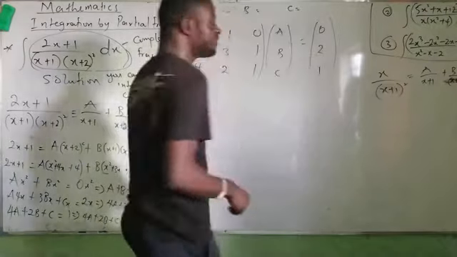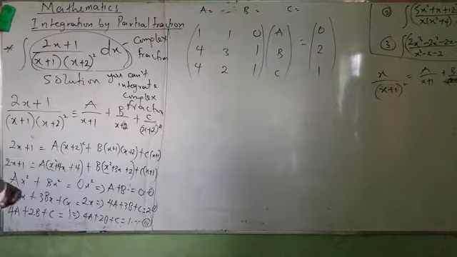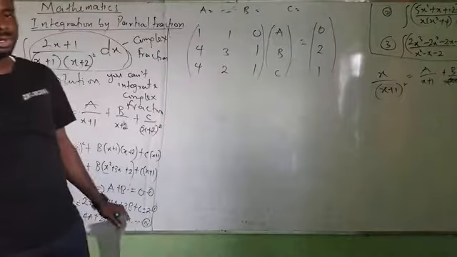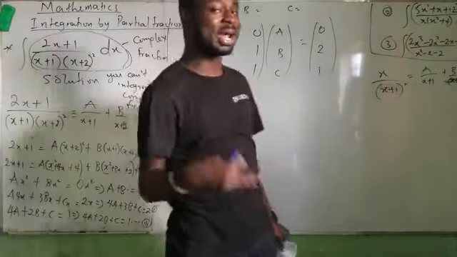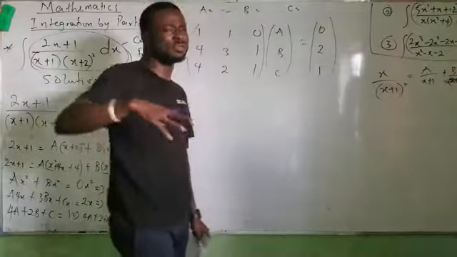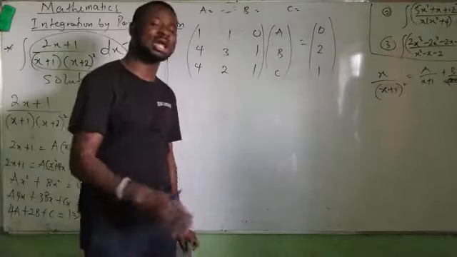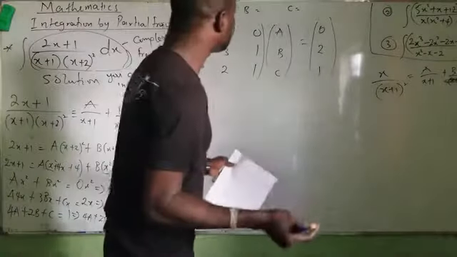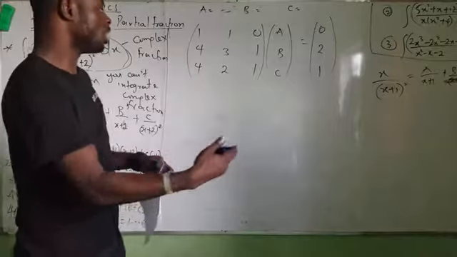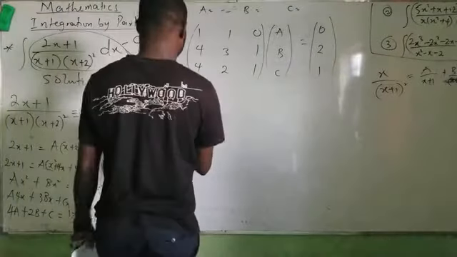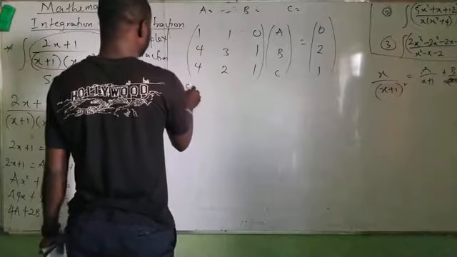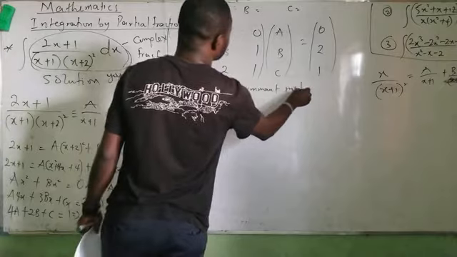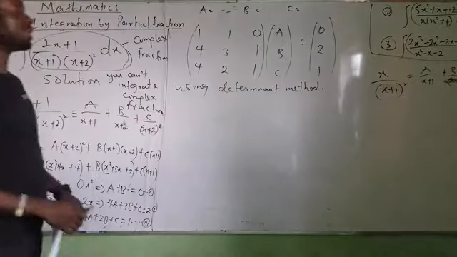Now, in matrix, we have different methods of solving. I can go by the inversion method. I can go by Cramer's rule, which is the determinant method. I can go by the transformation method. I can go by Gaussian elimination. As many as I can, anyone that is convenient for me, I'm good to go. For the beginners, let's use Cramer's rule, the determinant method.